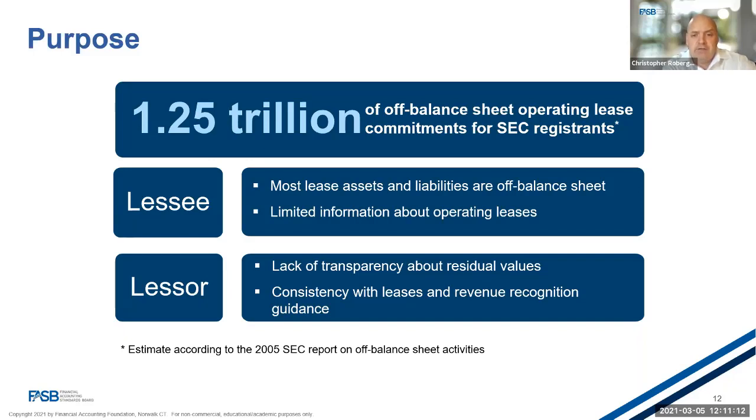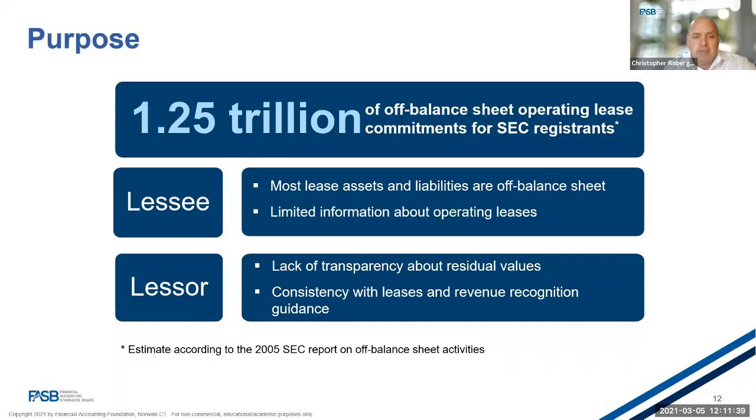What necessitated the change to the lease guidance? In 2005, the SEC staff released a report on off-balance sheet arrangements to address whether current financial statements of issuers transparently reflected the economics of off-balance sheet arrangements, such as operating leases. The report included a recommendation that the accounting guidance for leases be reconsidered.